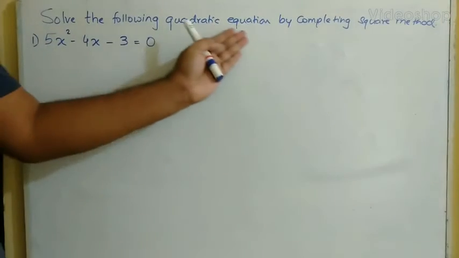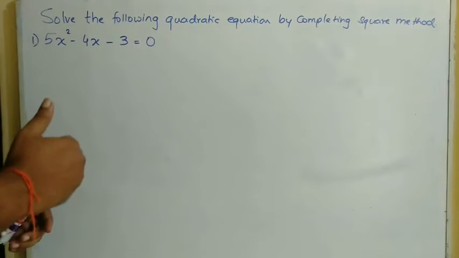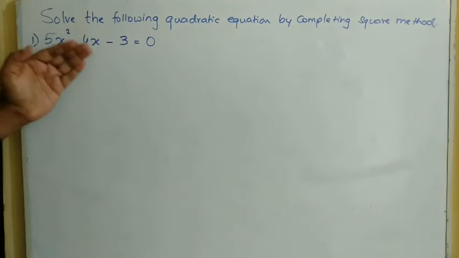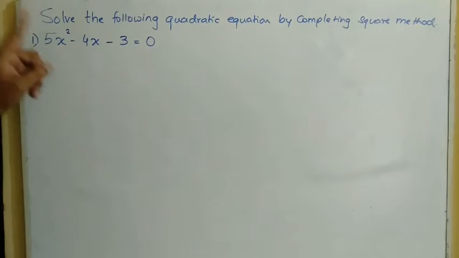Solve the following quadratic equation by completing the square method. Before this, in the previous video, I had taken a similar type of question, that was type 1. This is type 2. In type 1 the coefficient of x square was 1. Now it is more than 1.